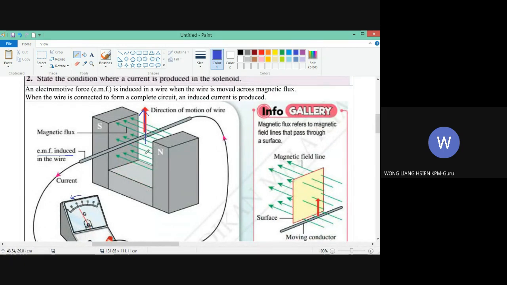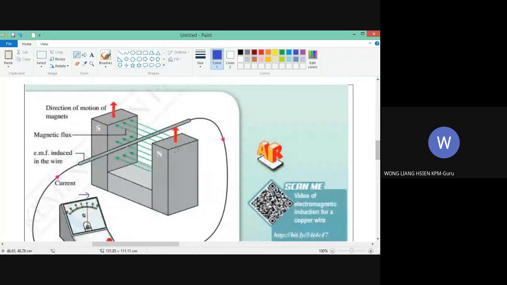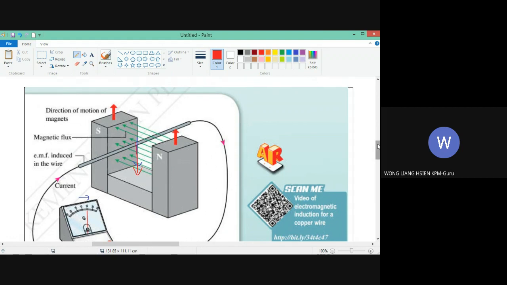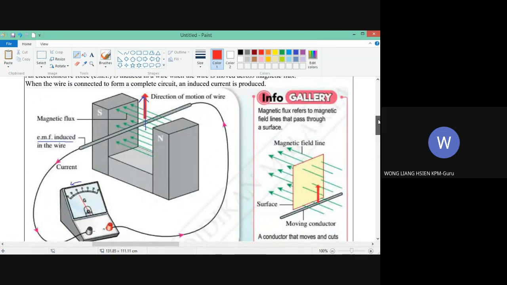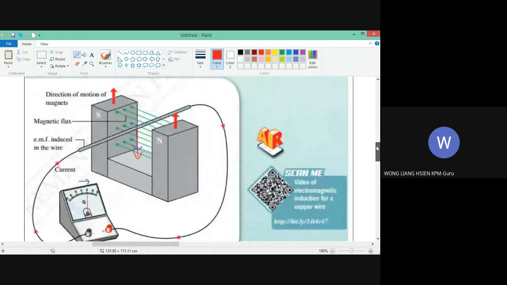That means the wire or the conductor cuts the magnetic flux upwards. This one, the magnet is the one that moves up. If the magnet moves up, that means it is the same as the wire moving down, right? So that means the direction of cutting is different. This one, the wire cuts upwards. This one, the wire cuts downwards, right?